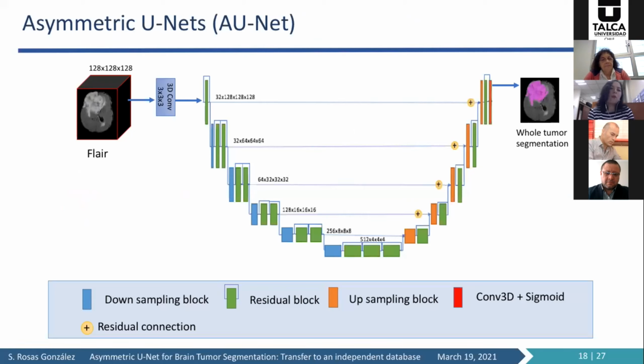We propose an asymmetric U-Net which performs the whole tumor segmentation from FLAIR images. This is called an asymmetric U-Net because it contains more residual blocks in the encoder part than in the decoder part, with the objective of extracting more semantic features. We also replace the concatenation operation by using additive skip connections to reduce the memory consumption of our network. And we also use instance normalization instead of batch normalization, since this is more appropriate when training on small batches.